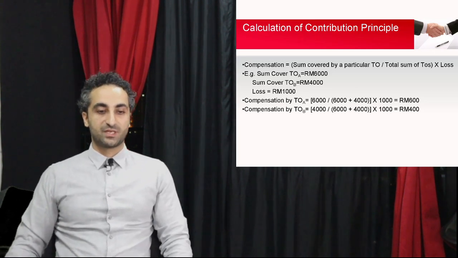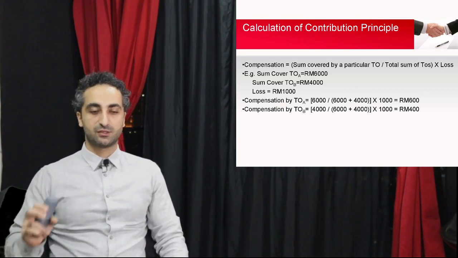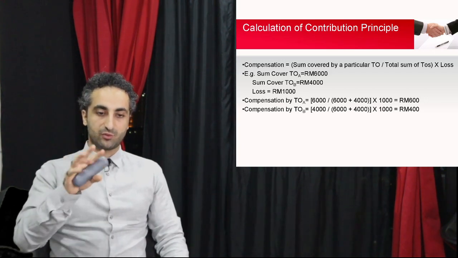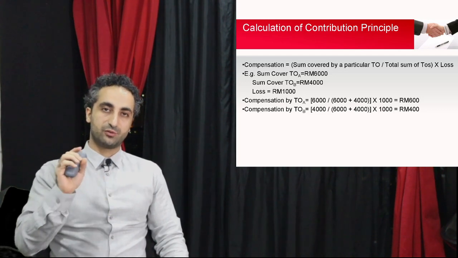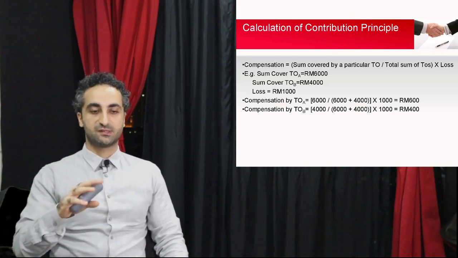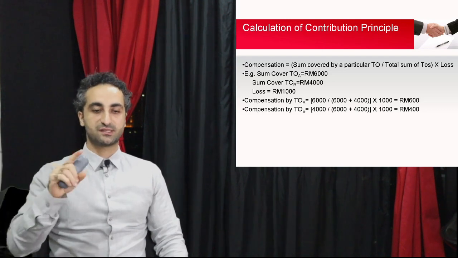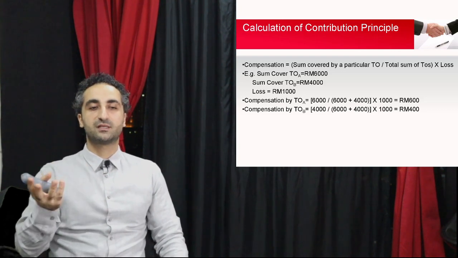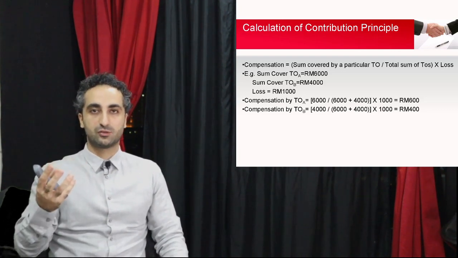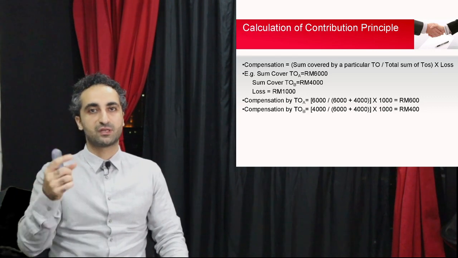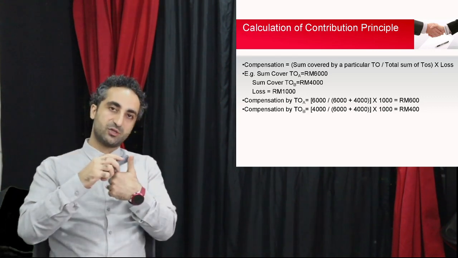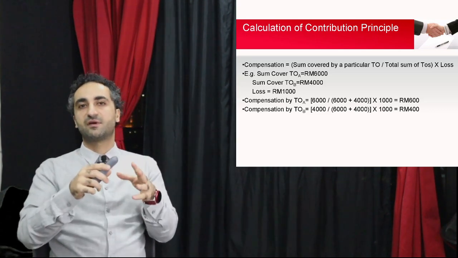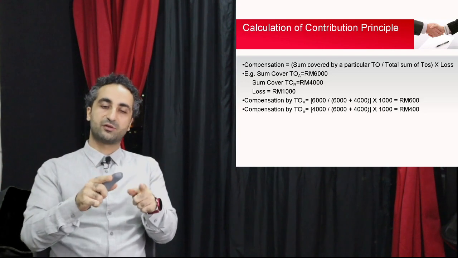So here I purchased two contracts, okay? We will see with this formula how we compute the compensation. So for example, some covered from TO1, 6,000. Some covered from TO2, 4,000. However, I had a minor accident. What was the loss? Not major, only 1,000. Again, can I claim it all from A? No. Can I claim it all from B? No. Can I claim it half-half? No. You must claim it based on rate.